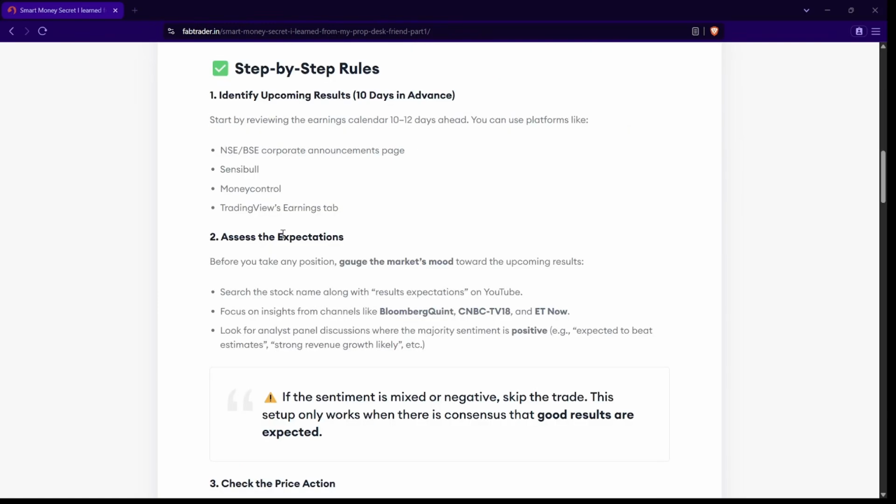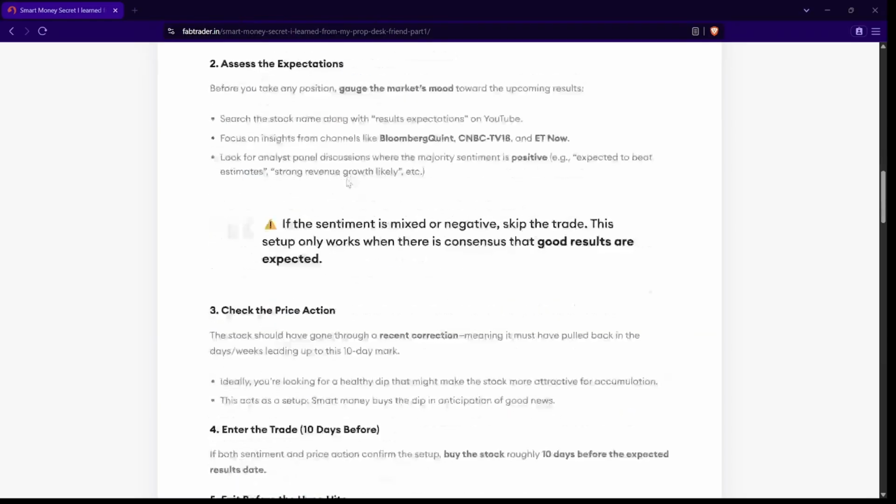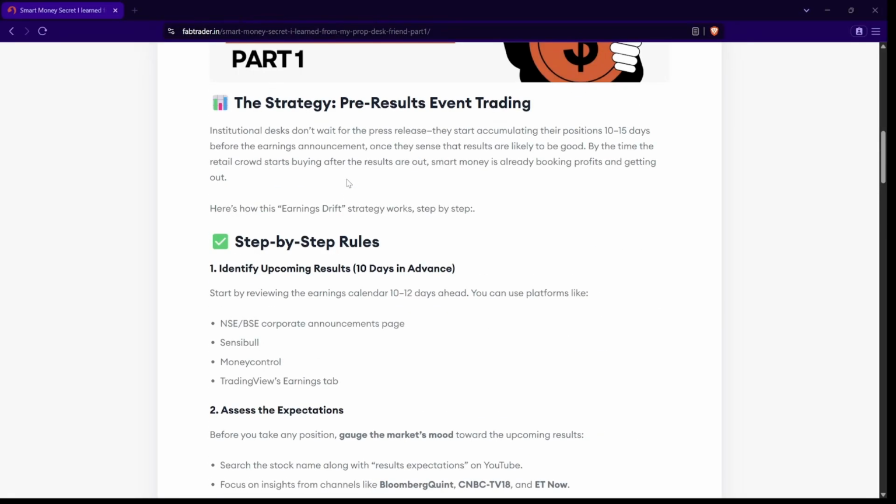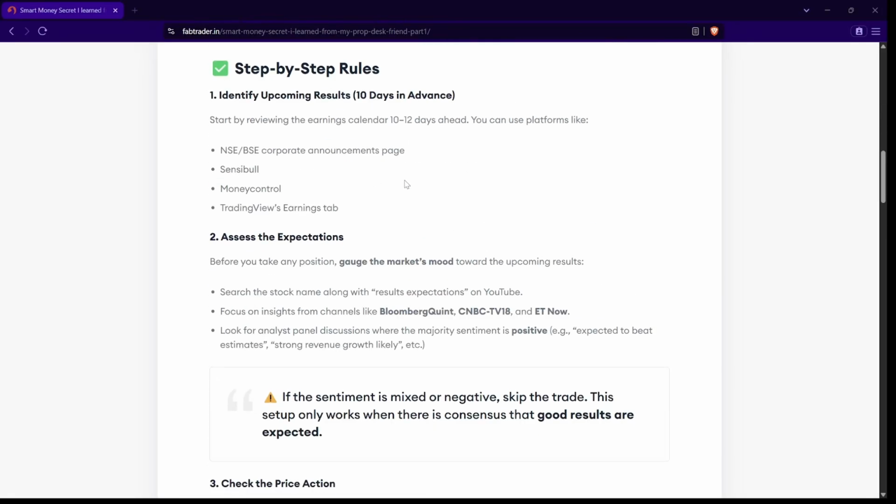Let's now jump into the actual strategy itself. The strategy is pretty straightforward. It only has just 5 straightforward steps in it. Step number 1 is that you start tracking the upcoming results, right? So 10 days in advance, 10 to 15 days in advance. If you ask me how to do it, there are a number of ways you can actually get the upcoming quarterly results from corporates. One of them is to go to the NSE or the BSE websites. There's a separate page called the corporate announcements.